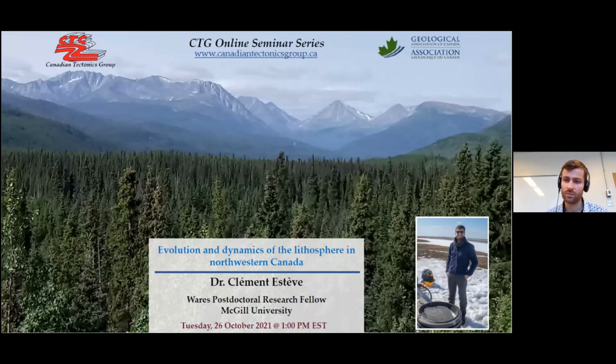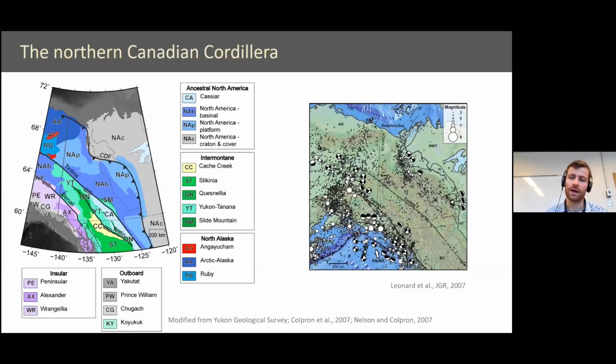So today I'll be presenting my PhD, which is the evolution and dynamics of the lithosphere in northwestern Canada. And I think it's great to start with an overview of the tectonics of the region. Here on the left, you have a well-known map of the terranes that were accreted onto the Laurentian margin at different times in northwestern Canada. As you can see, it looks like a patchwork of different colors. It's because they have different affinities and different timing of creation.